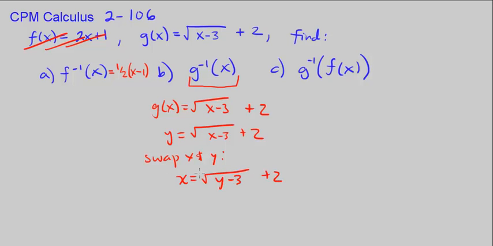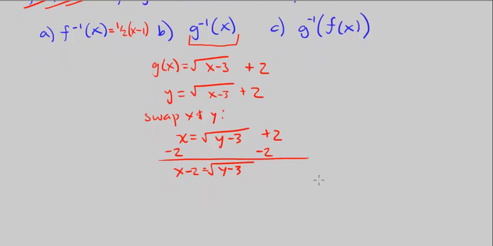And then we solve for y. So subtract 2 from both sides: x minus 2 is equal to the square root of y minus 3. So what do we do now? We square both sides. We get x minus 2 squared is equal to, well, the square root and the square cancel, y minus 3. And then we add 3 to both sides.